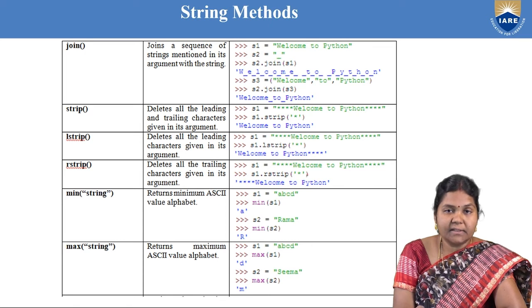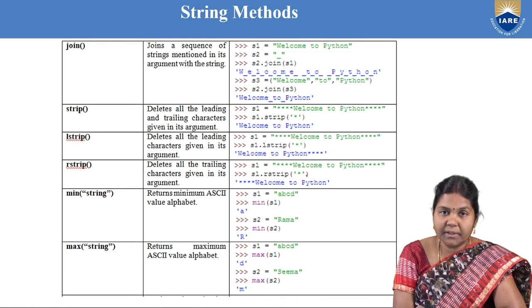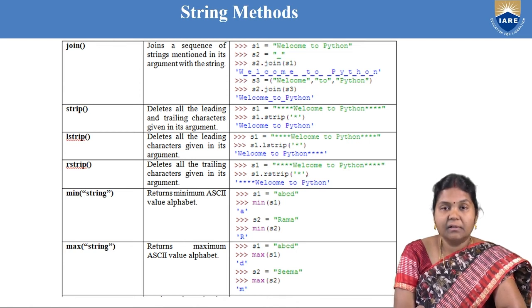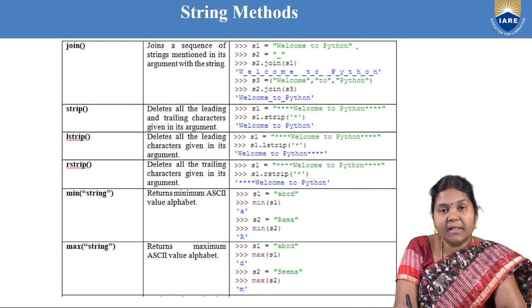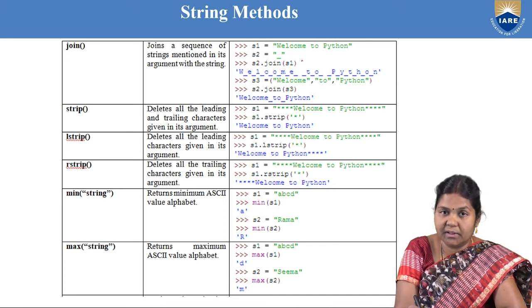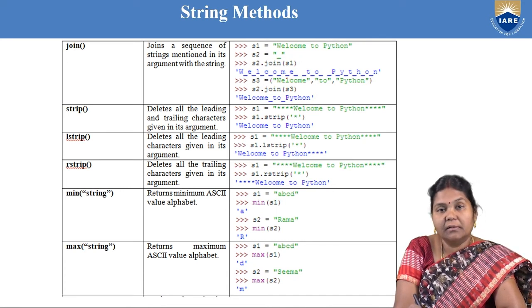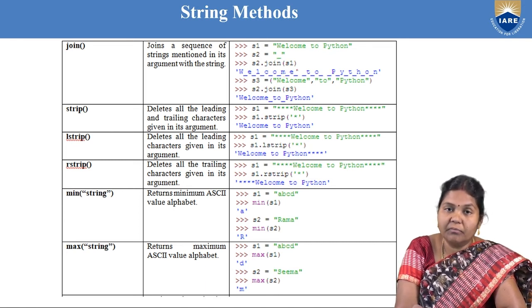Now let us discuss some more methods available in strings. One is called the join method. This method joins a sequence of strings given in the argument. Let us see how to join. For example, S1 is a string containing "welcome to Python", and S2 is a string with only an underscore. Now I want to join S1 with S2. I can write S2.join(S1), or you can also write S1.join(S2). When you join, you can see that character by character, the string S2 is joined with S1.